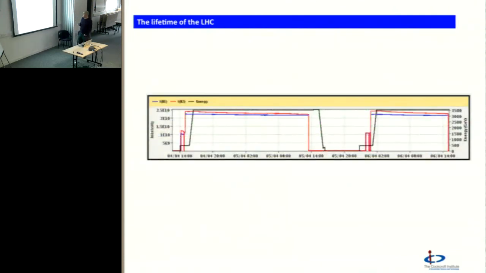Also pretty cool, here is a picture of the intensity, the number of stored protons in the LHC as a function of time. Blue is beam 1, the clockwise beam, and red is beam 2, the anti-clockwise beam. This is the number of protons stored. So we put protons in the machine at 4 p.m. on the 4th of April, and they stay in the machine until 2 p.m. on the 5th of April, 24 hours.